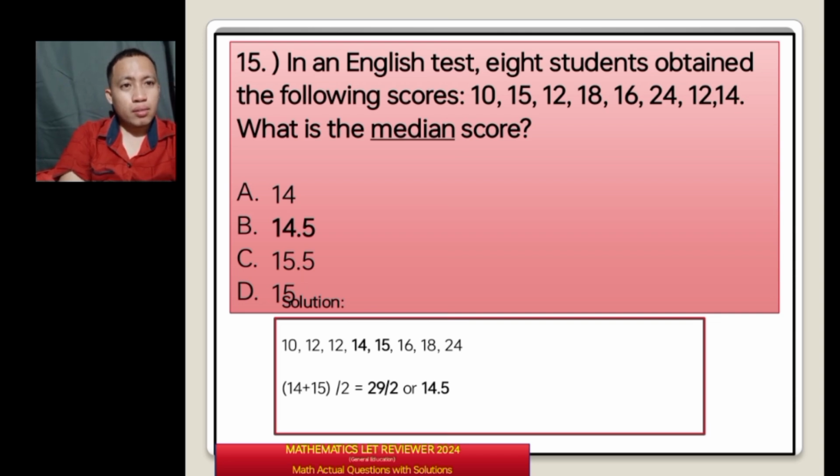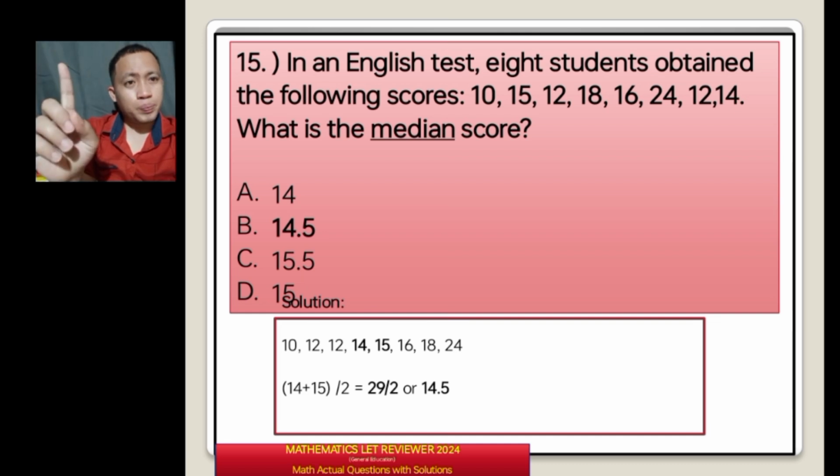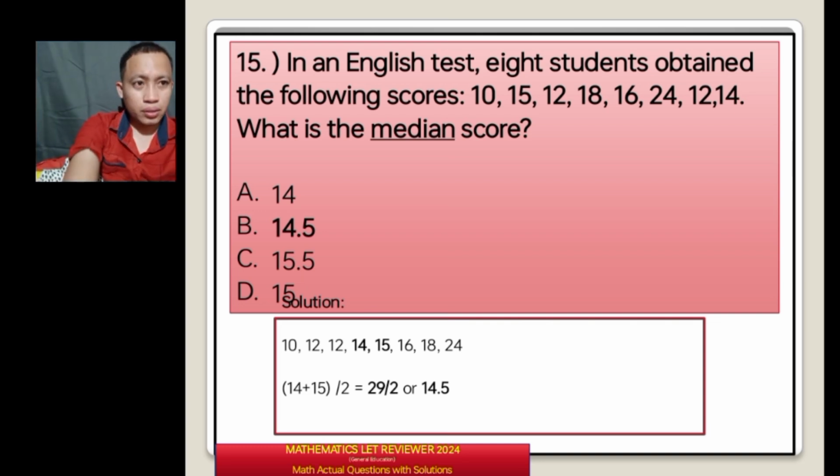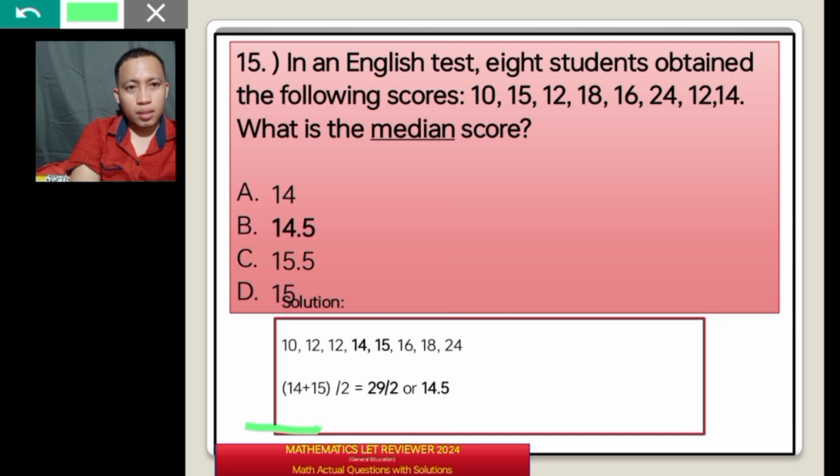When you say median, the two numbers you need to divide by 2. Yung nasa middle. Step 1. Arrange the given numbers from lowest to highest. Hanapin nyo yung nasa gitna. Dalawang numbers nga nasa gitna. We have 14 and 15. All you have to do is add the two numbers, then divide by 2. 14 plus 15, that is 29. Divided by 2, we have 29 divided by 2, or 14.5. As you can see on our screen, letter B consists of 14.5. Therefore, our final answer is letter B.